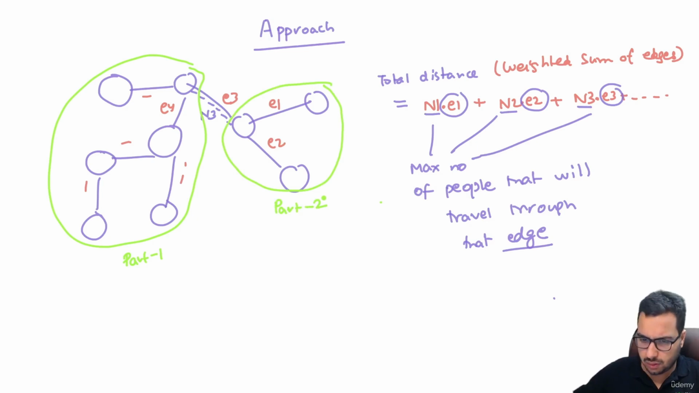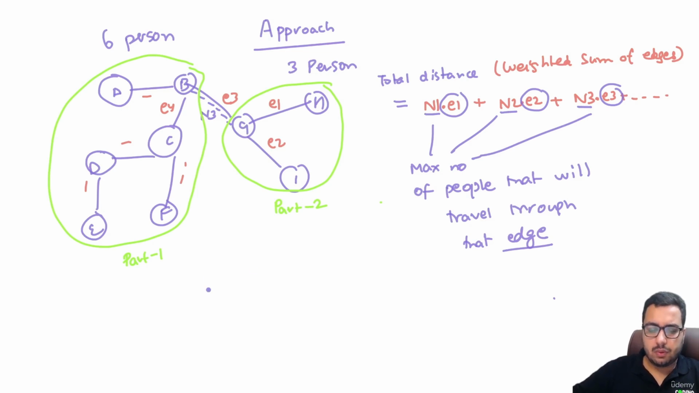So now if you look carefully, what is going to happen? How many people will travel through this particular edge? Effectively we have 6 persons in this part, a b c d e f, and we have 3 persons in this part, maybe g h i.